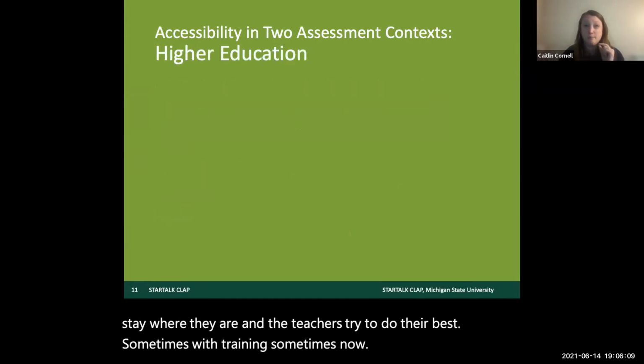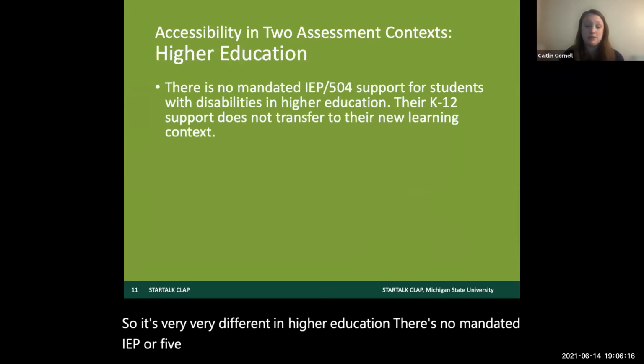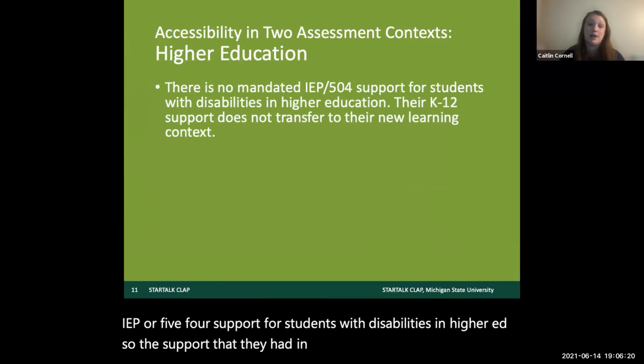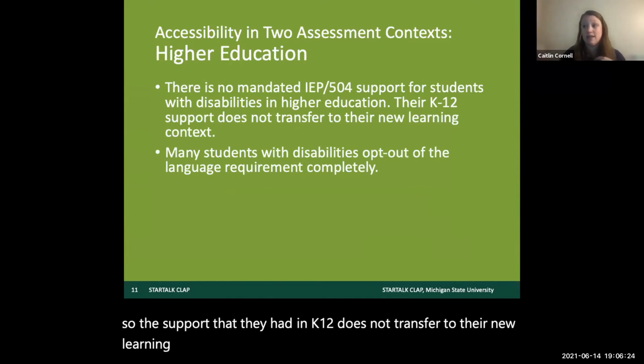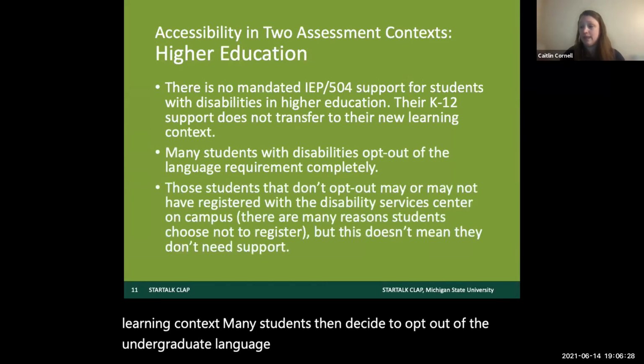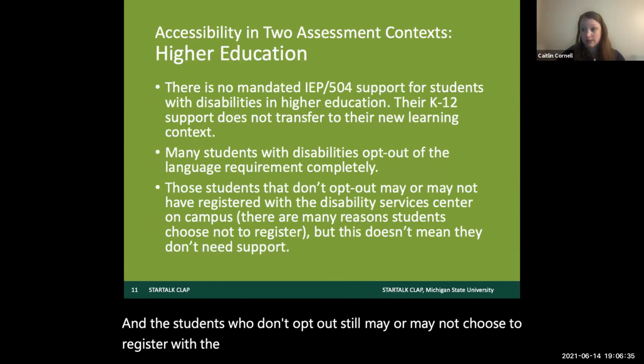So it's very, very different in higher education. There's no mandated IEP or 504 support for students with disabilities in higher ed. So the support that they had in K-12 does not transfer to their new learning context. Many students then decide to opt out of the undergraduate language requirement completely. And the students who don't opt out still may or may not choose to register with the Disability Service Center on campus. And there are many reasons why a student wouldn't want to do that.